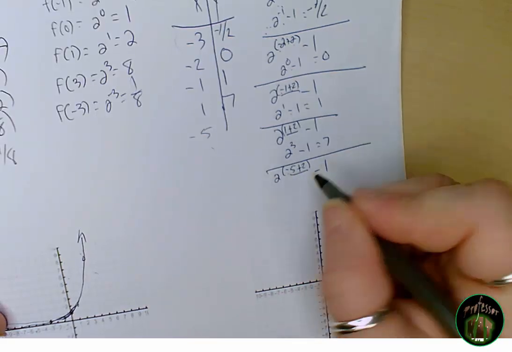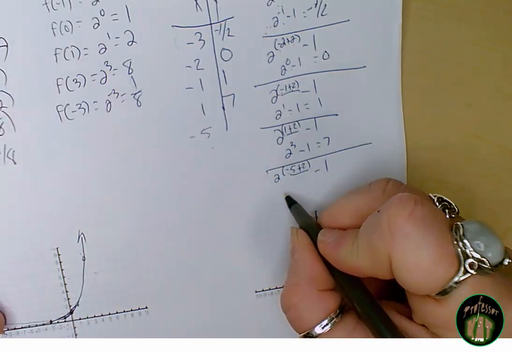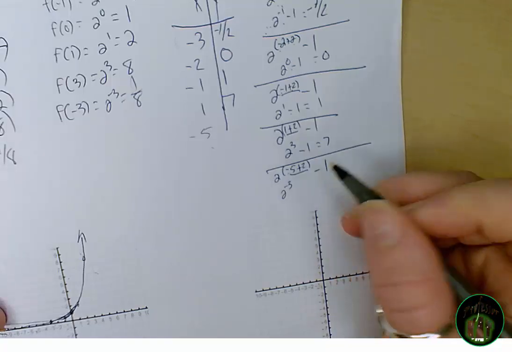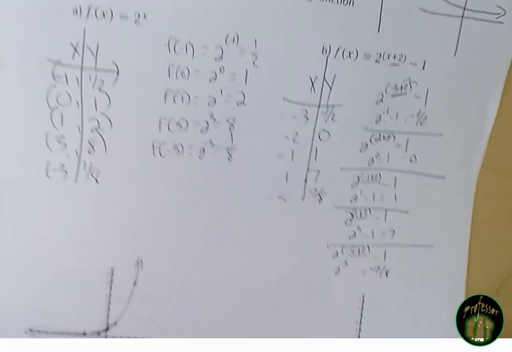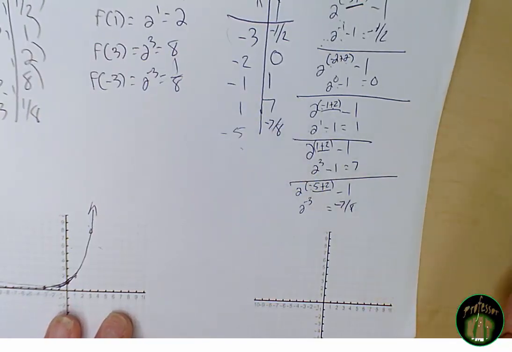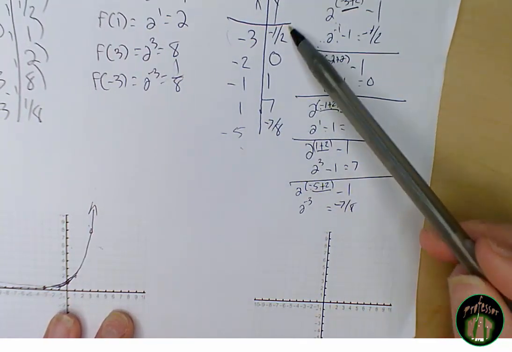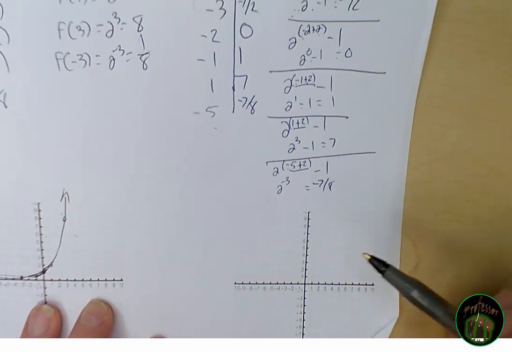Well, -5 plus 2 is -3. So this is going to give me 2 to the -3rd, which is actually 1/8, so the y-value is -7/8. That gives us 5 points that we can go ahead and plot on our graph.